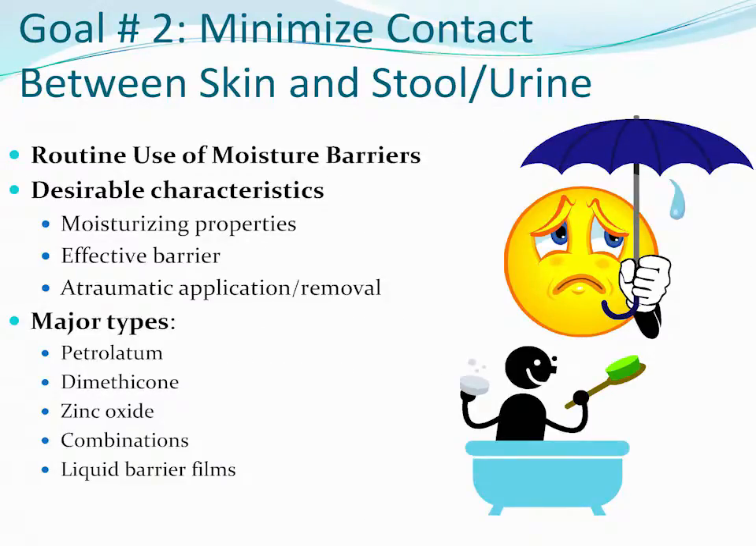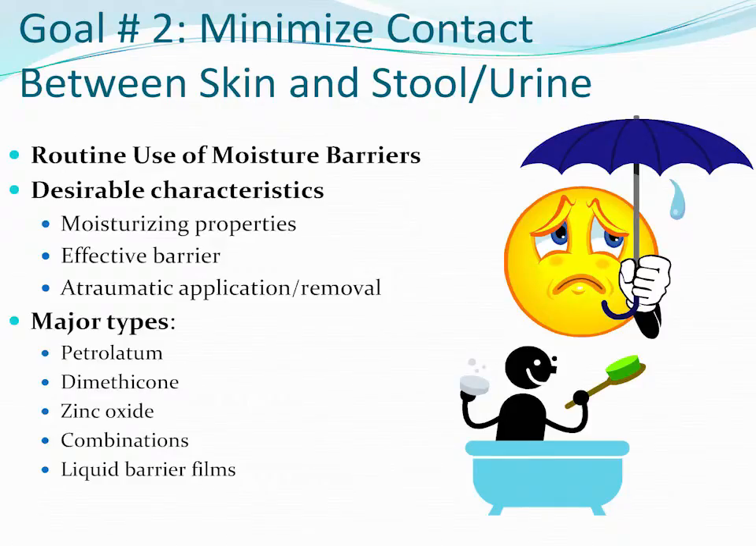We want them to effectively protect the skin against urine and stool. So if you have an umbrella, do you want it to be waterproof? We don't carry paper umbrellas, right? For a reason. So I need an effective moisture barrier. But I also want, if at all possible, to get one that I can apply without causing trauma and I can remove without causing trauma.